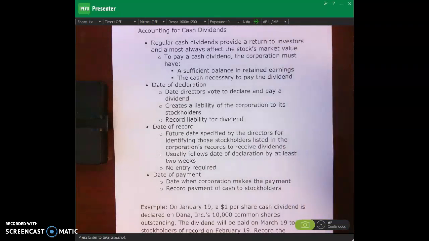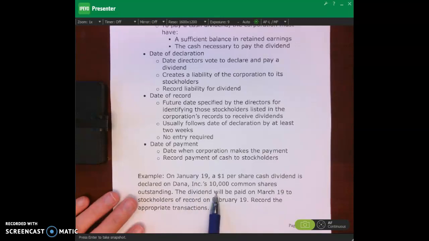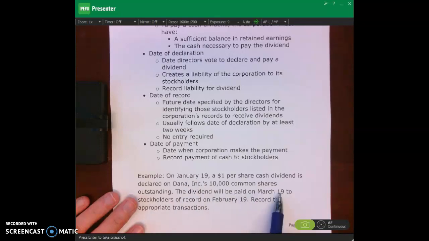On January 19th, a $1 per share cash dividend is declared on Dana Incorporated's 10,000 common shares of stock outstanding. The dividend will be paid on March 19th to stockholders of record on February 19th. So the date of declaration is January 19th. The dividend will be paid on March 19th. That's the date of payment. To stockholders of record, the date of record is February 19th.